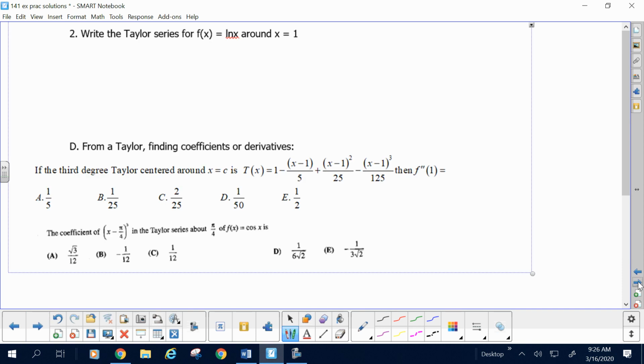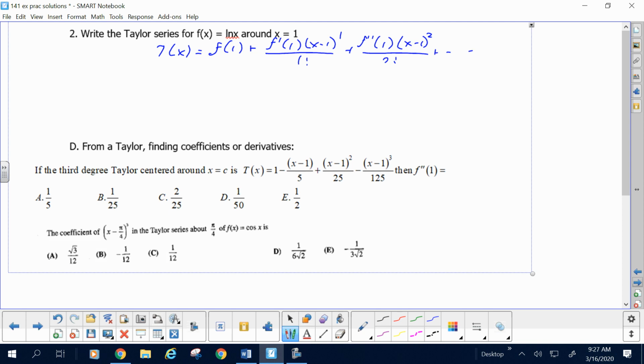2. Write the Taylor series for natural log about x equals 1. So the idea is I need to find f at 1, f prime at 1, f double prime at 1, and hopefully along the way I'll start to see a pattern so that I can write the general term a little easier.